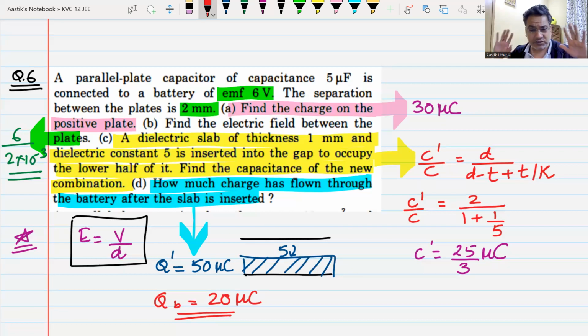Everyone understands how this question was done? Yes or no? Yes, sir. Now 5 minutes of me time for everyone. Everyone will do this question on their own. Once you are done, without looking at the board, then we will move ahead. Is it clear to everyone? Yes, sir. 5 minutes you have. If you can do it before 5 minutes, please tell me.